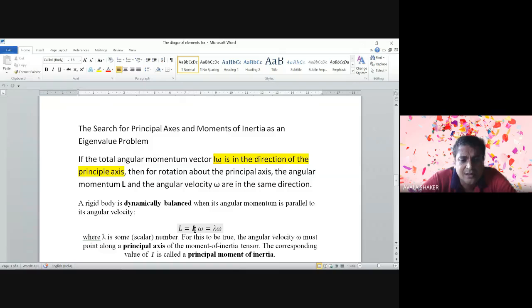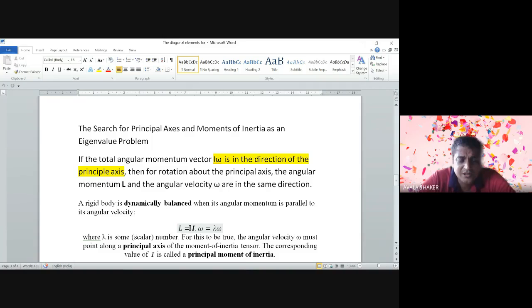So if I am able to represent this, that is, if I am able to write I omega as lambda times omega, then that means L will be in the direction of omega. Your lambda is a scalar, so it is a scalar multiplied with a vector, so it will be pointing in the direction of omega, and L also will be in the same direction as omega.